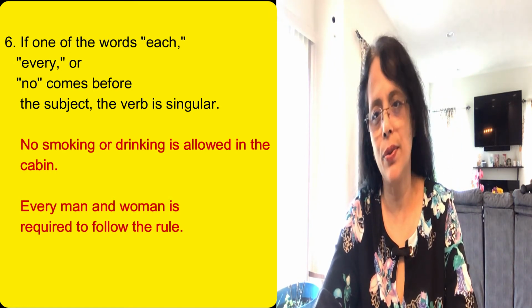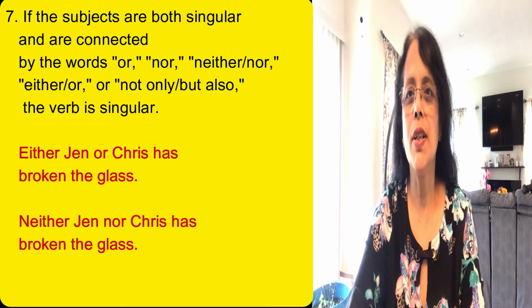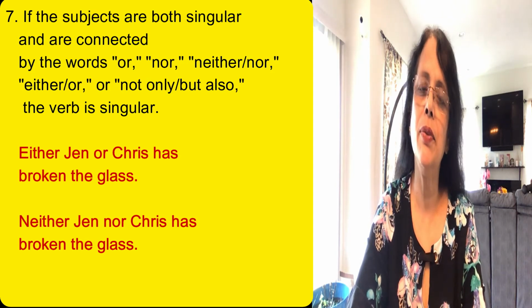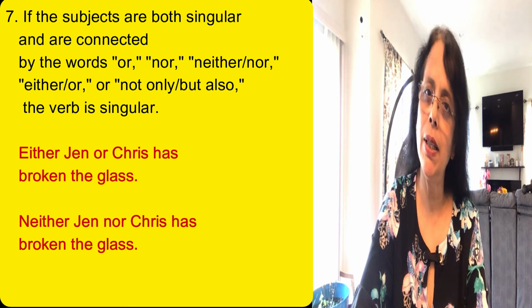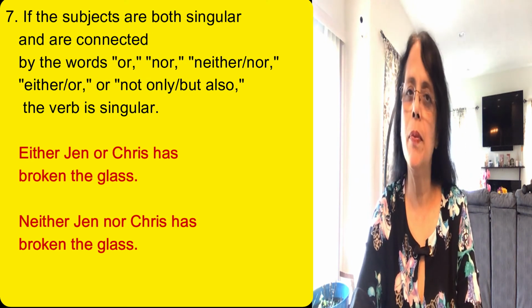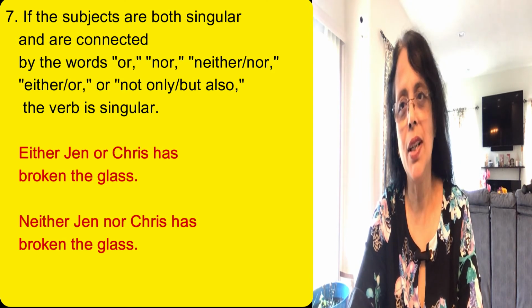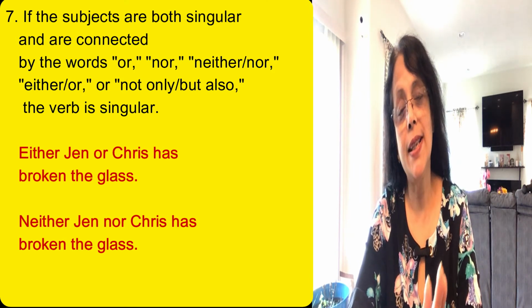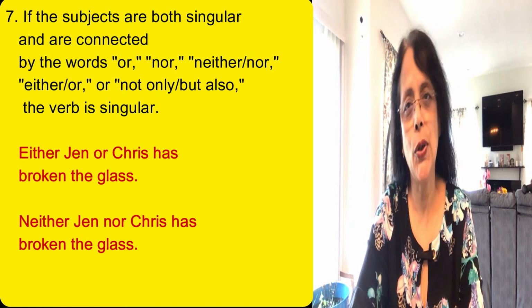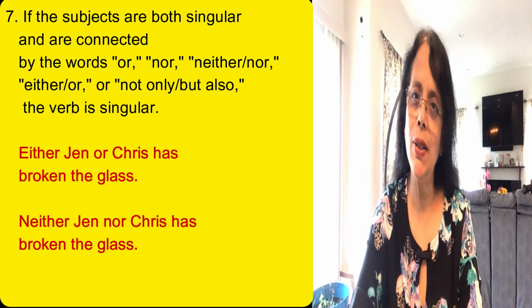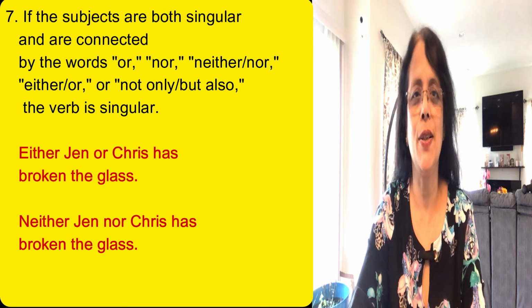Let's move on to the next rule, the seventh one. If the subjects are both singular and are connected by the words or, nor, neither nor, either or, not only but also, the verb is singular. I repeat, if the subjects are both singular and are connected by these words, then the verb is singular.